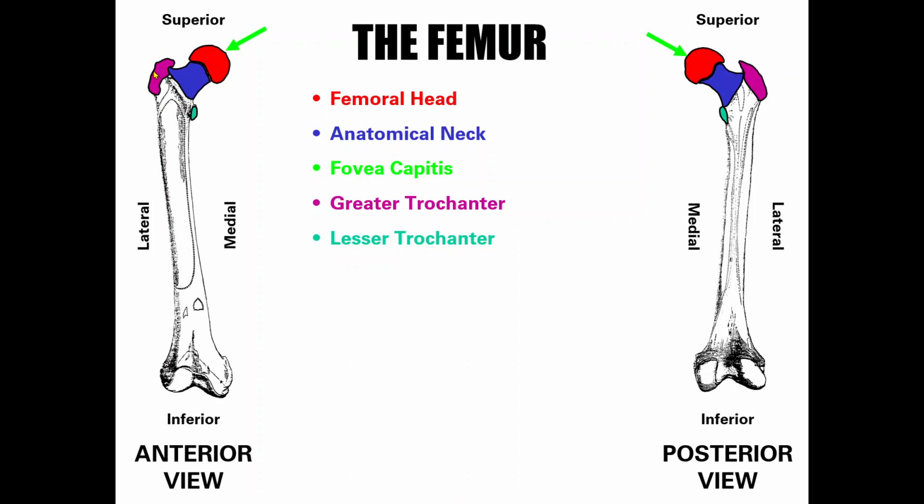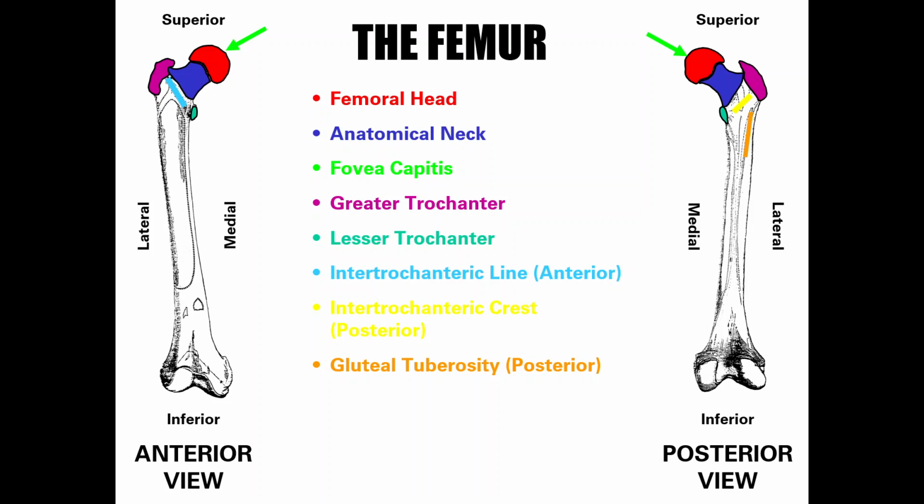So here we have the greater trochanter on the lateral side, lesser trochanter on the medial side. These can be confusing and you will just have to memorize them. So the intertrochanteric line is a line formed between the two trochanters on the anterior side. So the line is anterior. The intertrochanteric crest is a line that connects the trochanters on the posterior side.